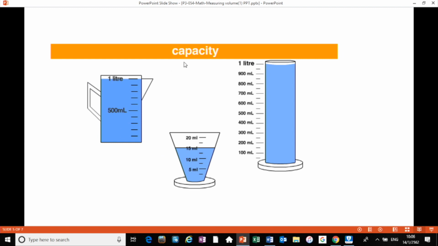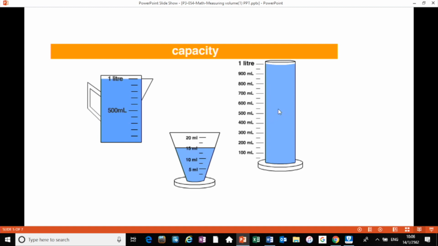So when we talk about capacity, capacity is always where? At the top, yes. The capacity of a container is always at the top. Here, 1 litre. But this container is smaller. The top is only 20 millilitres. So you see this container, 20 millilitres.